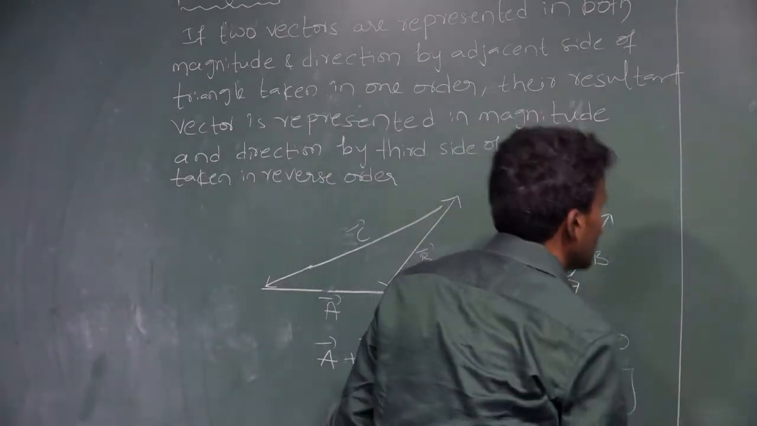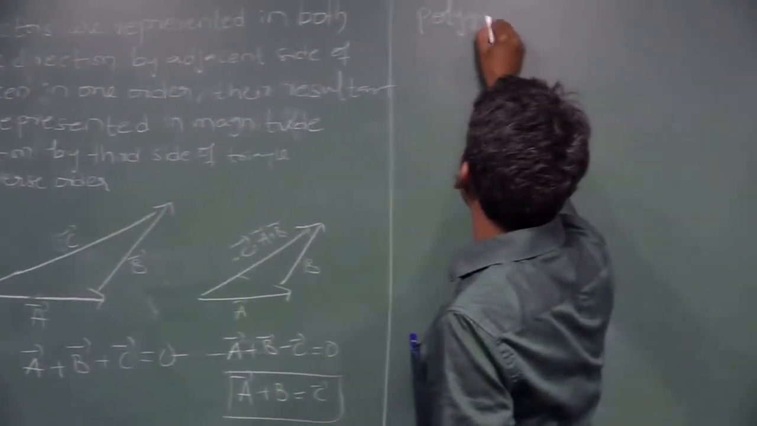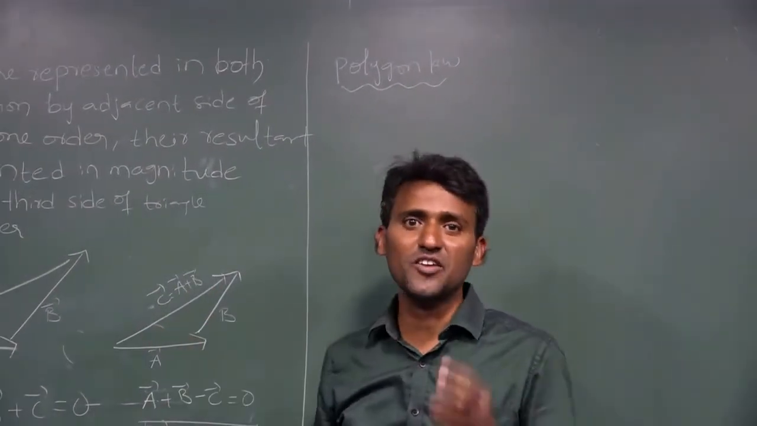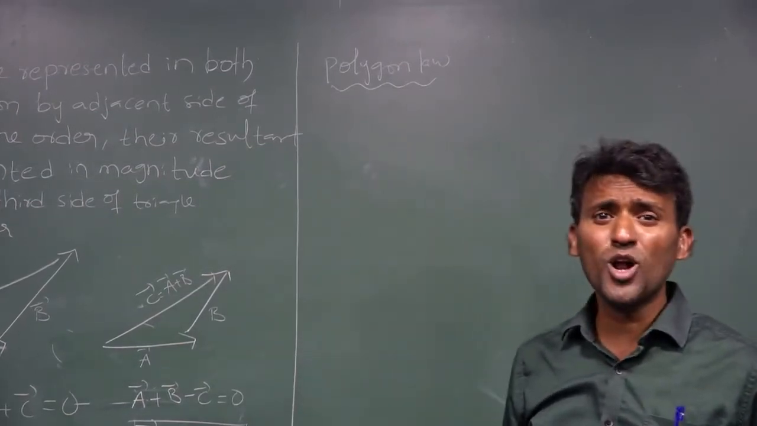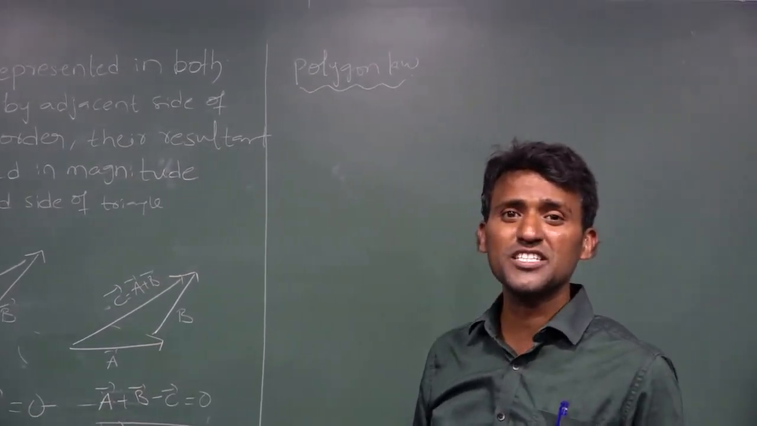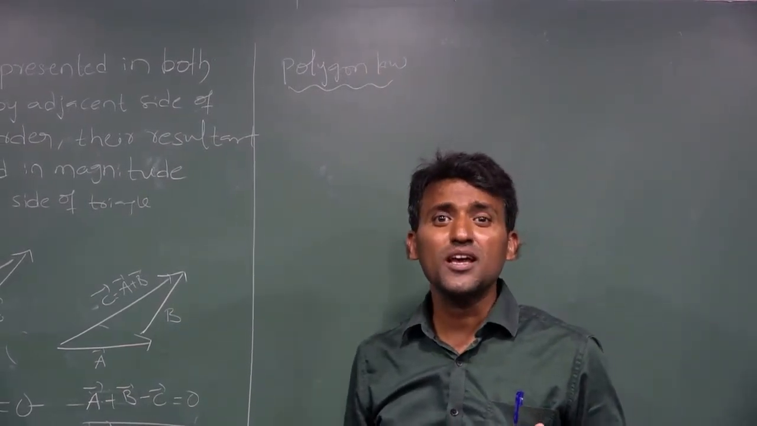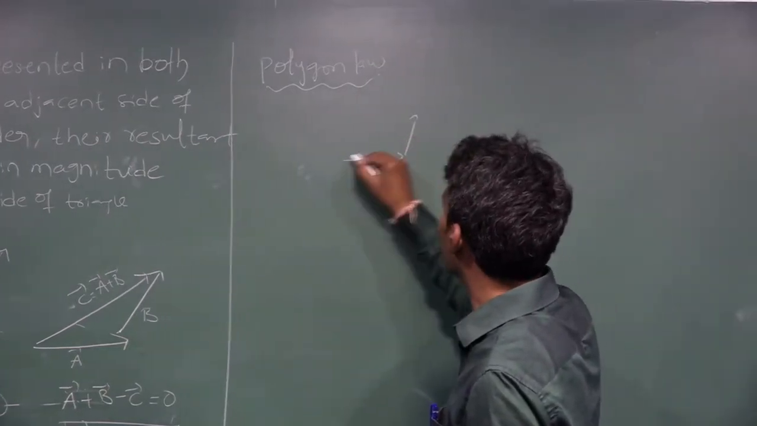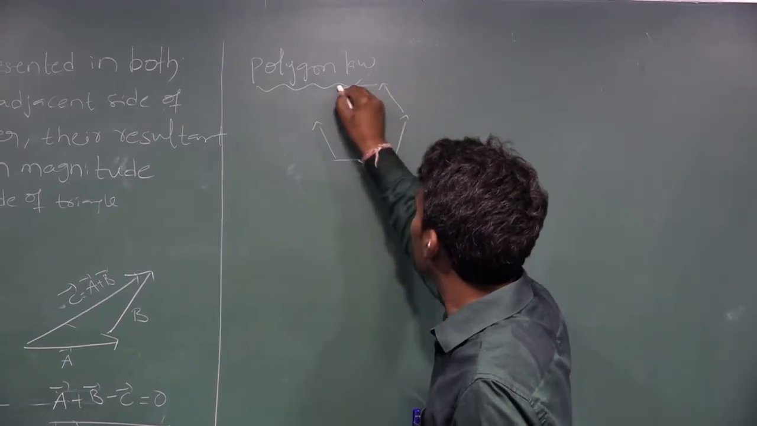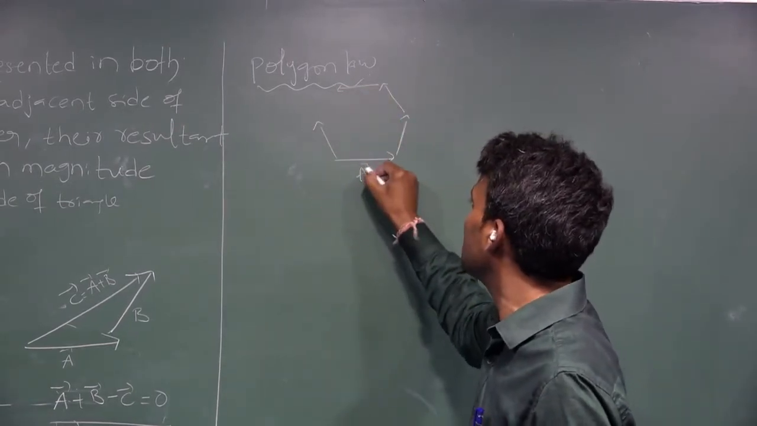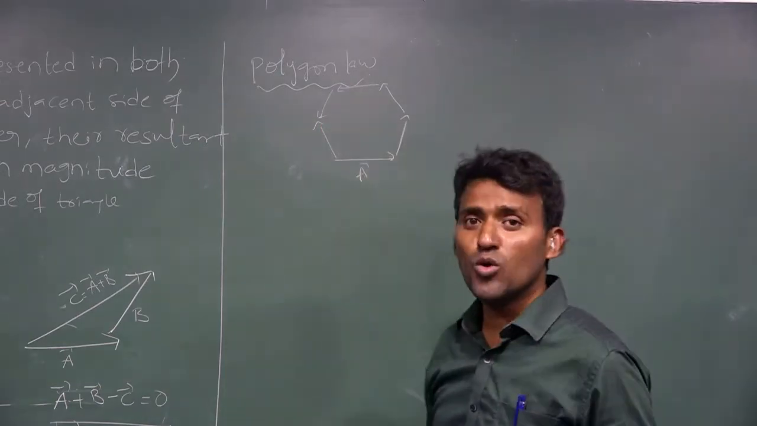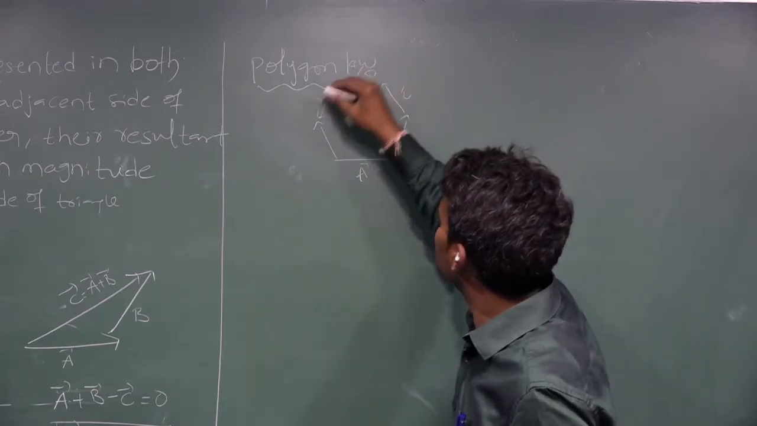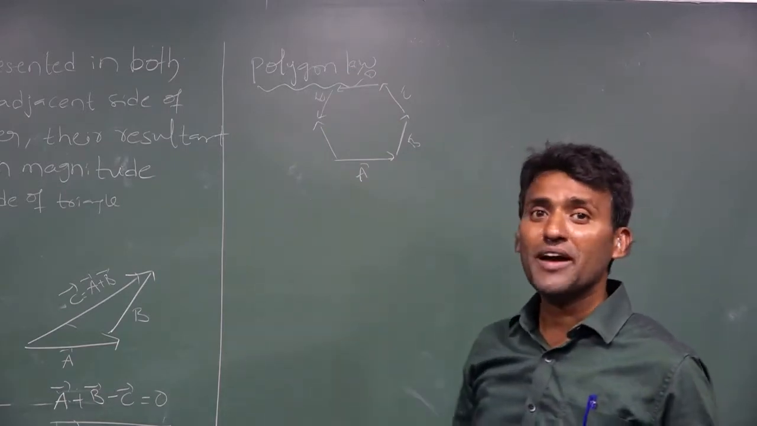And if you take the polygon law, it is also the same. Polygon law is nothing but, here we used 3 vectors, in the triangle we are using 2 vectors. Now, if a number of vectors are represented in both magnitude and direction by the sides of the polygon, this is the E vector if you take.